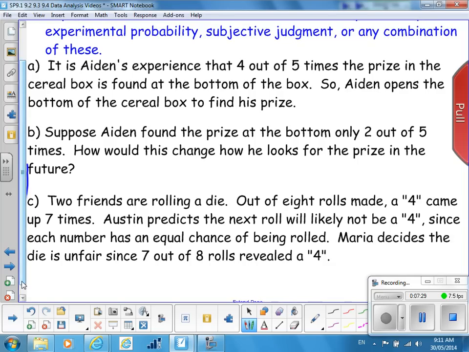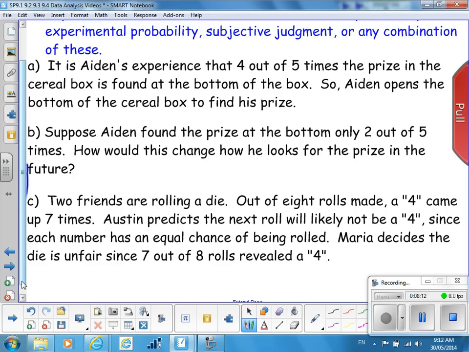Two friends are rolling a die. Out of 8 rolls made, a 4 came up 7 times. Austin predicts the next roll will likely not be a 4, since each number has an equal chance of being rolled. Maria decides the die is unfair, since 7 out of 8 rolls revealed a 4. Well, Austin is actually using theoretical probability. He knows that each number has an equal chance of being rolled. That's the theoretical probability. Now, when he says it will not likely be a 4, that could be a little bit of subjective judgment. The 4s come up so often, he knows in theory that shouldn't happen, so in his gut, the next one's not going to be a 4.